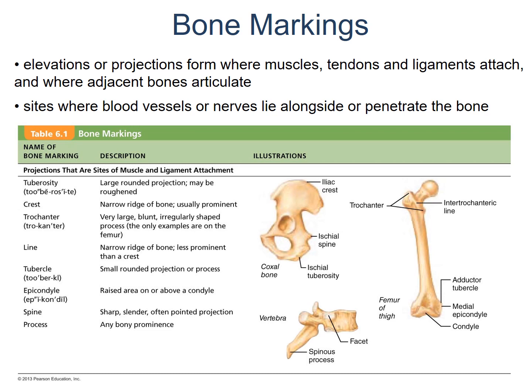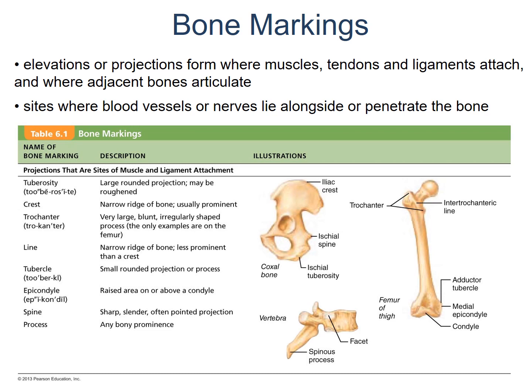We've actually already talked about bone markings. You know that bone markings are basically the topography that exists on each bone. These are elevations or projections that form where muscles, tendons, and ligaments attach and where adjacent bones articulate. They can be sites where blood vessels or nerves lie alongside or penetrate the bone.